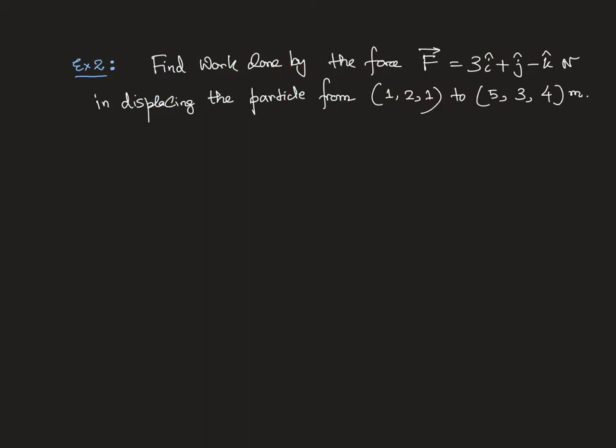So, problem number 2: find the work done by the force 3i cap plus j cap minus k cap in displacing the particle from the following coordinates. Here this is also a constant force. So simply we can apply work done equal to F dot S, no integration as such. The initial position was 1, 2, 1 and the final position is 5, 3, 4.